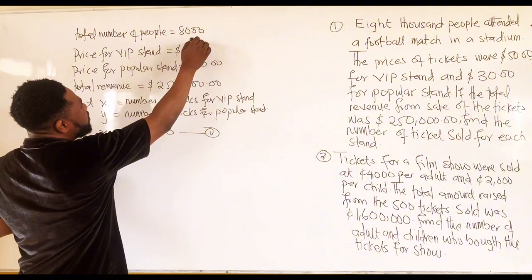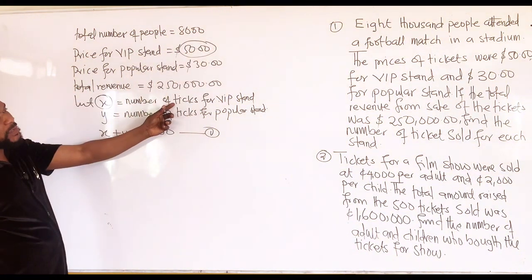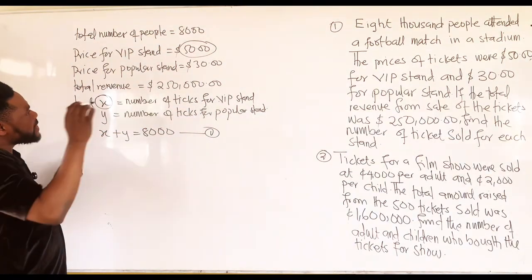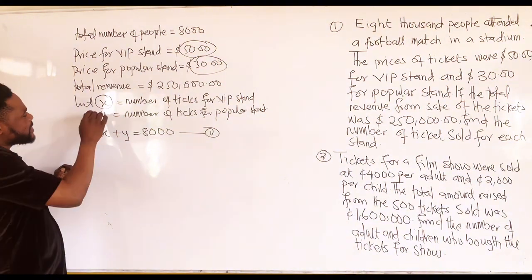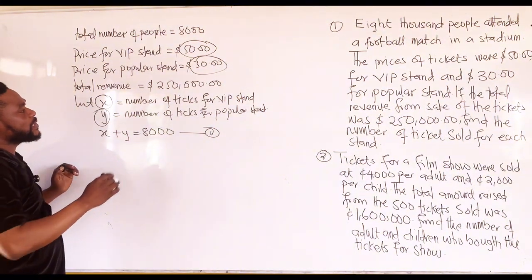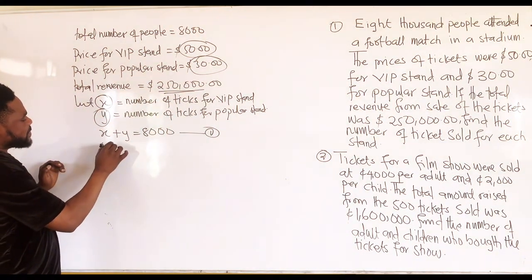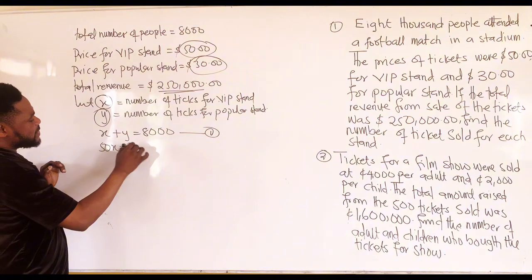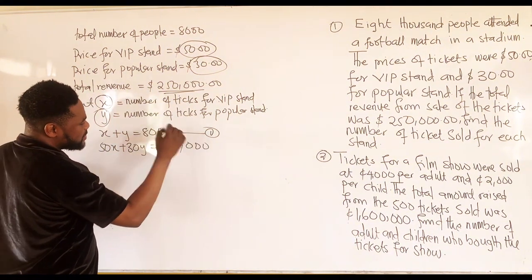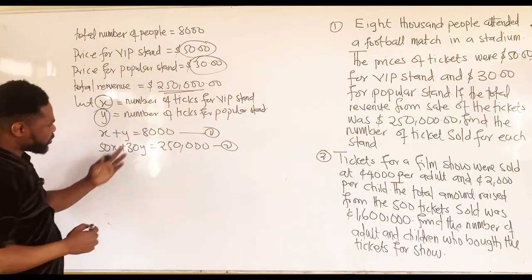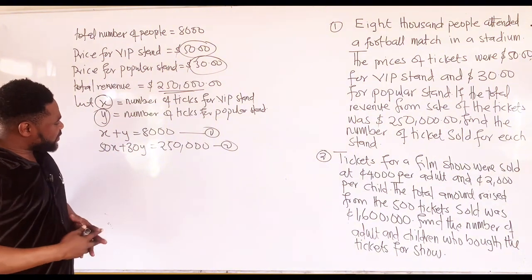Since we have the total revenue given in the question, how can we derive an equation from this? Now, the price for VIP stand times the number of tickets for VIP stand plus the price for popular stand times the number of tickets sold to popular stand should give us what? This total amount. So we can say our 50 times x plus our 30 times y should give us 250,000 as given in the question.